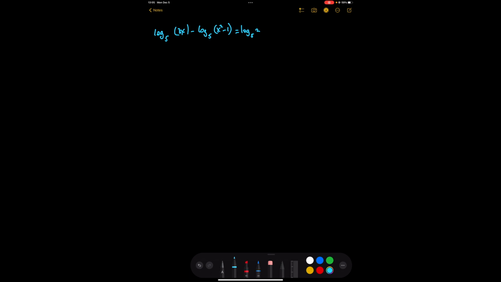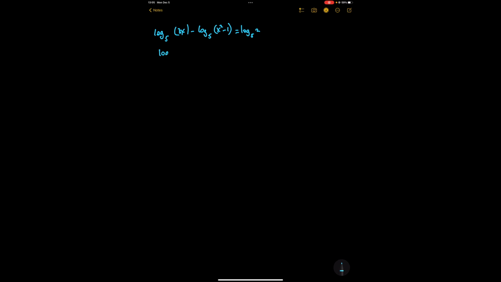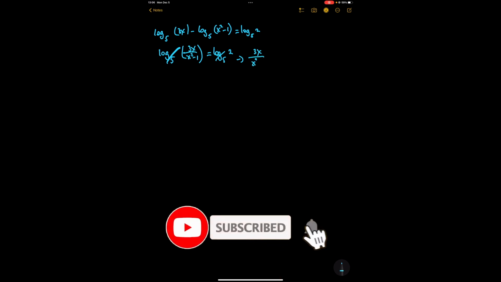Actually, I'm thinking that we do log base 5 of 3x over x squared minus 1 equal to log base 5 of 2. Alright? So now, because I have log base 5 on both sides, I can get rid of that and say 3x over x squared minus 1 equal to 2.